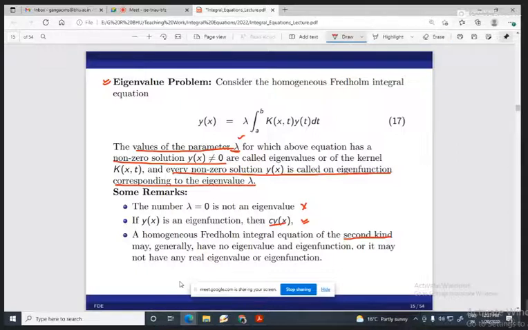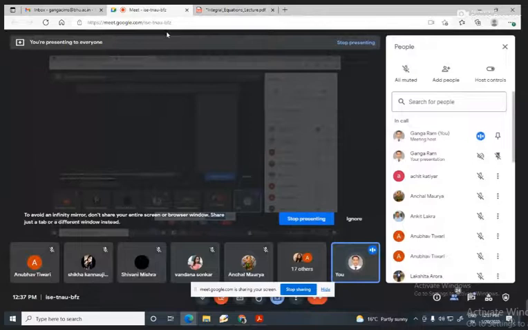Do you agree with this? Clear? Any doubt?